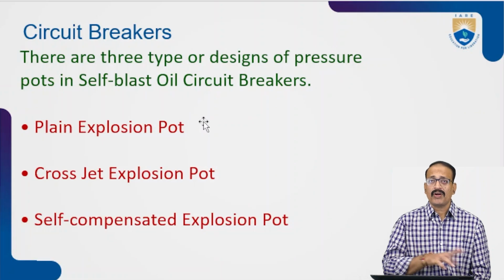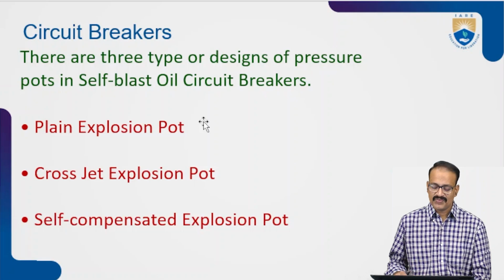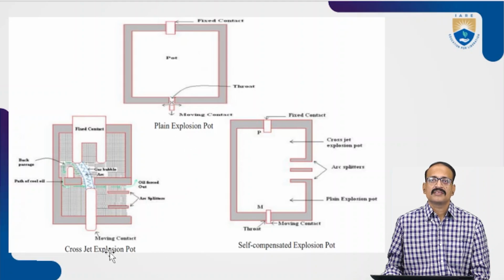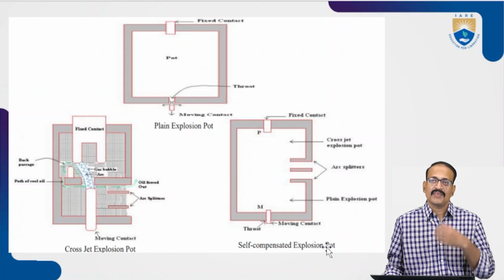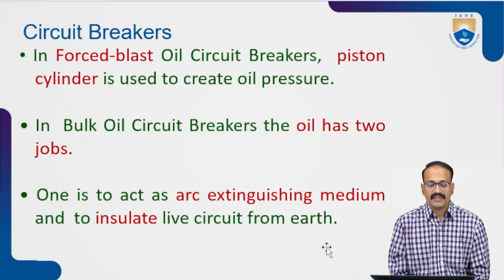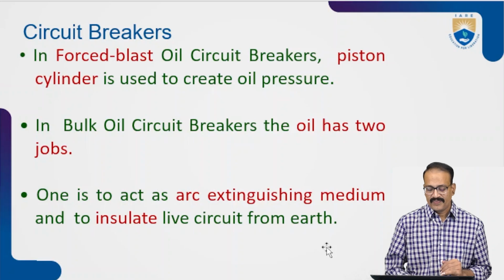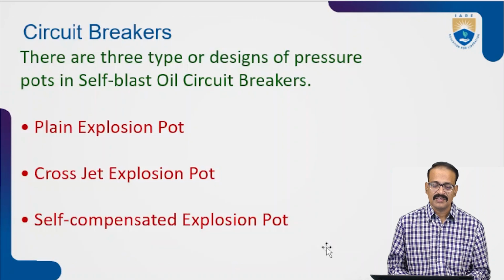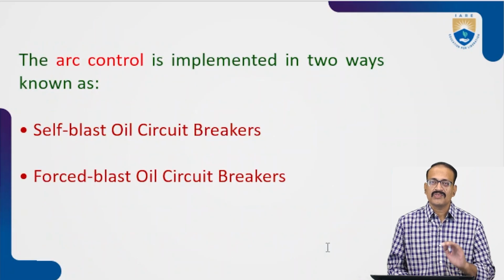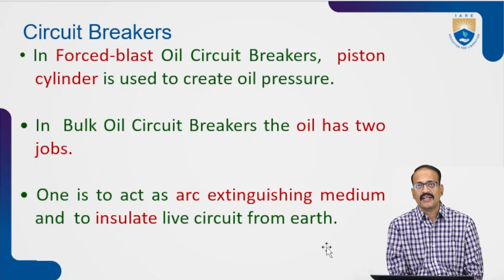Again, this pot or pressure chamber is of three types: plain explosion, cross jet explosion, and self-compensated explosion. This is the plain explosion pot, this is the cross jet, and this is the self-compensated explosion chamber. In forced blast oil circuit breakers, we are using a piston cylinder. In self blast we are not using any piston, whereas in forced blast we use the piston cylinder.